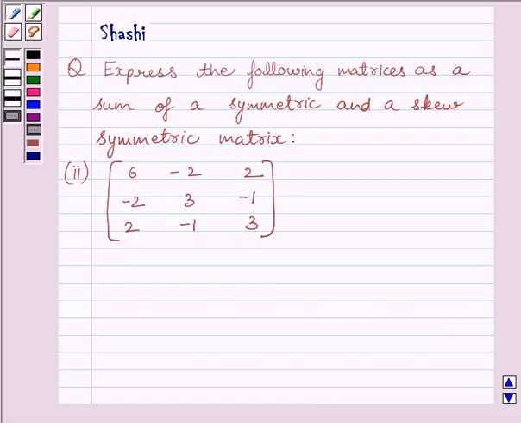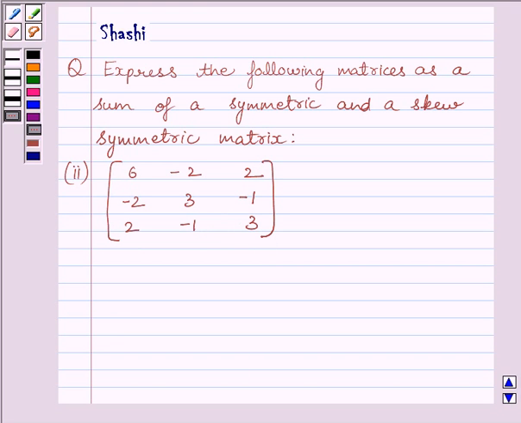Question is, express the following matrices as a sum of a symmetric and a skew symmetric matrix. The given matrix is 6, minus 2, 2, minus 2, 3, minus 1, 2, minus 1, 3.